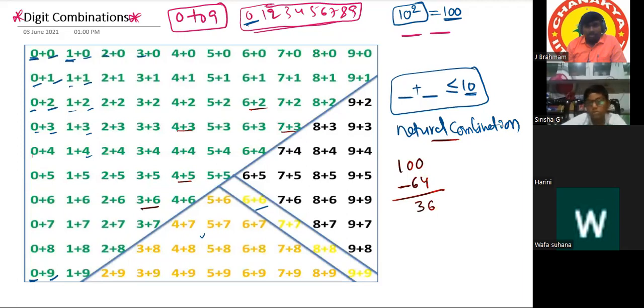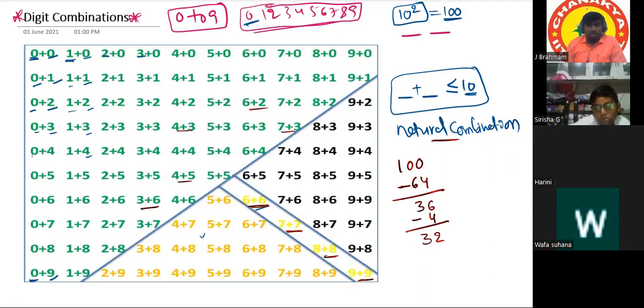And of these 36 combinations also, see these yellow color combinations. These are of the same digit: 6 plus 6, 7 plus 7, 8 plus 8, 9 plus 9. Repeated digits are there, so we can consider them also easy because we can do them easily since it is a repeated digit. So now I am eliminating 4 more combinations, and we are remaining with 32 combinations. Now our concentration is on these 32 combinations.